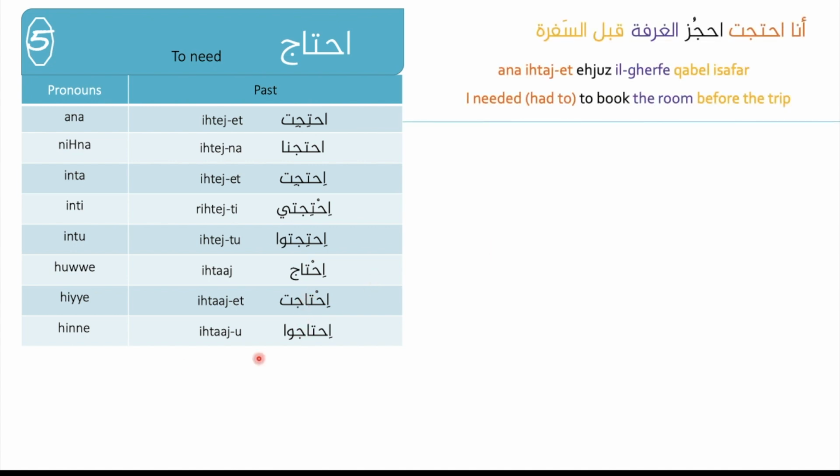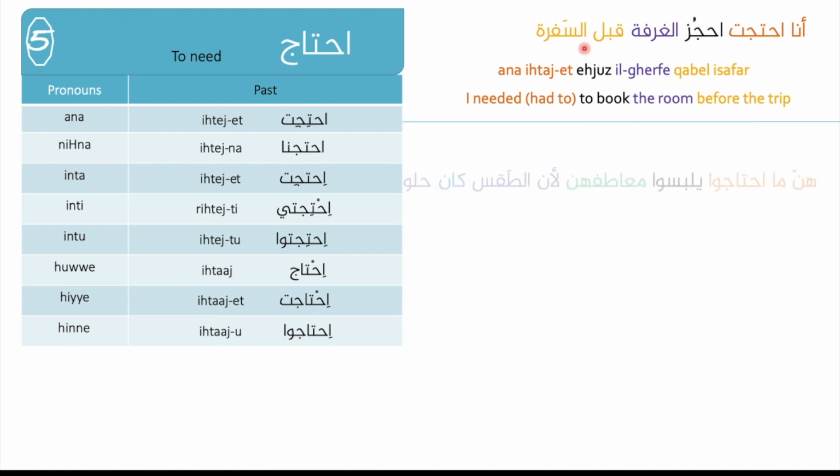Great. And now if we move to our examples, we've got أنا احتجت احجز الغرفة قبل السفرة. أنا احتجت, I needed, احجز is to book. الغرفة, the room, قبل السفرة, before the trip or before traveling.